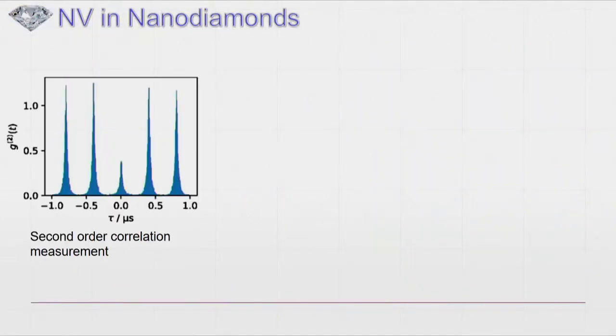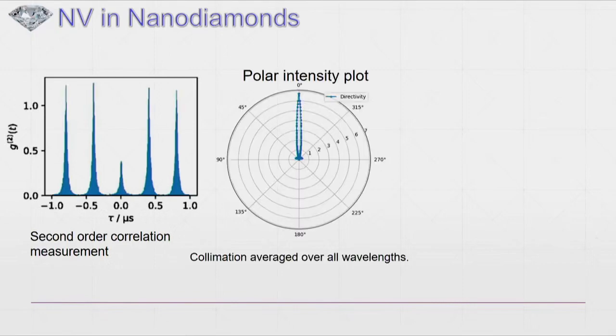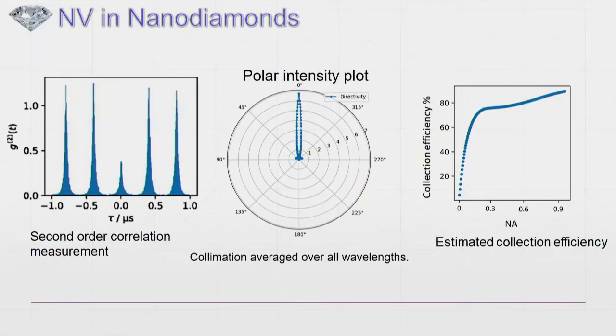We also did a similar thing with nanodiamonds containing NV centers. Again, this is a G2 measurement of that, and this is a polar intensity plot showing this very high directionality that we see again, with very high collection efficiency.